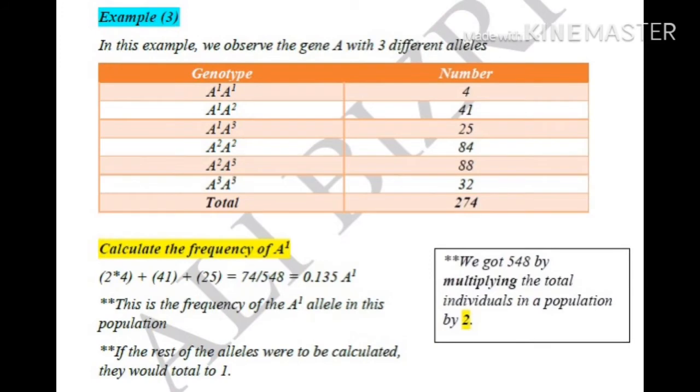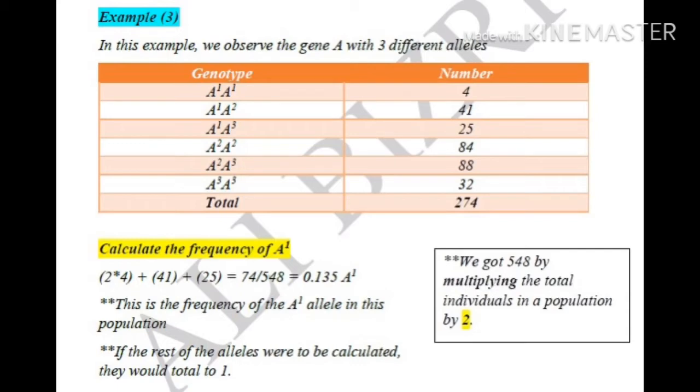Example number 3. In this example, we observed the gene A with 3 different alleles. Obviously, we just calculated the number of the genotypes. If we want to break them down into A1, A2, and A3, these are all the possible combinations that they can have. The genotypes that are present are in the right part of the table.